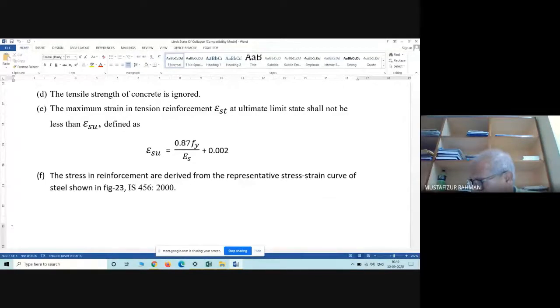And when 0.002 comes, that we'll see later. Okay, so ultimate strain is equal to 0.87. Now where from this 0.87 comes?